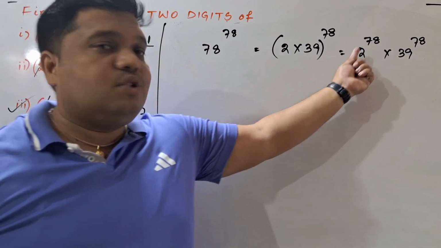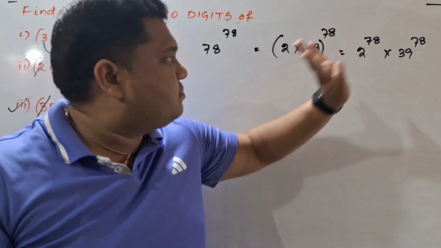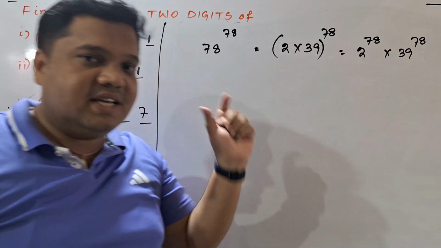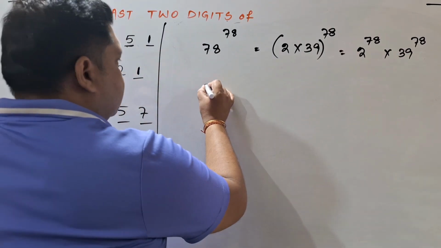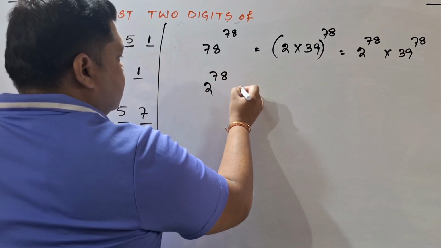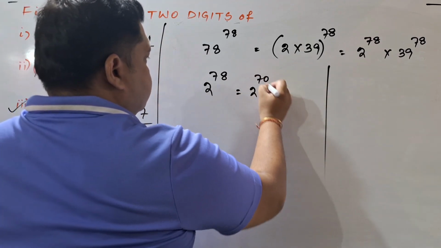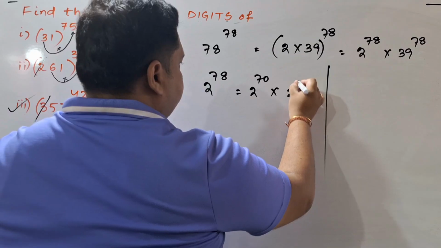That means this is in base to the power exponent form. And this is the odd one, meaning 39 base is odd. Already explained. So separately you handle 2 to the power 78. What is the last two digit here? This can be written as 2 to the power 70 into 2 to the power 8.